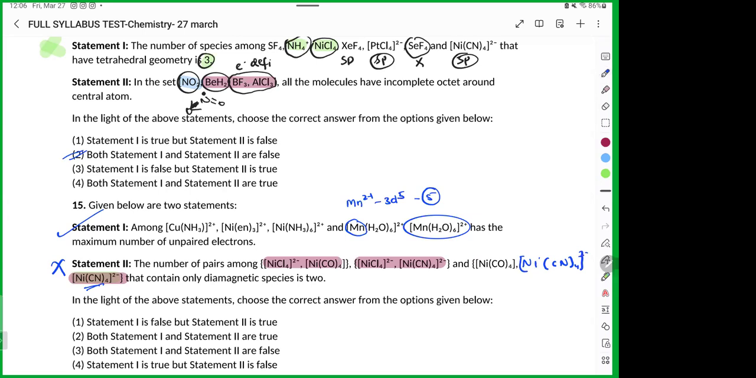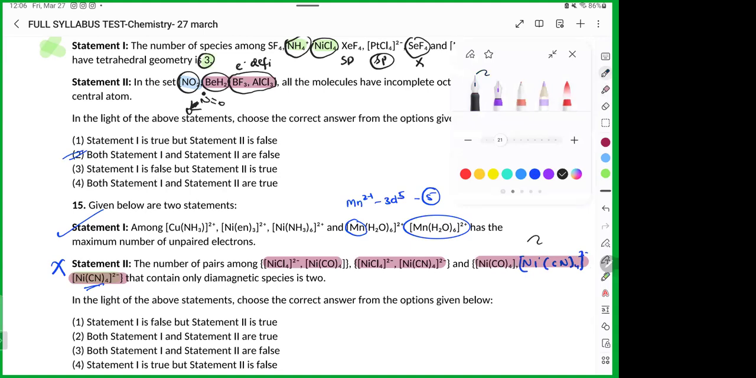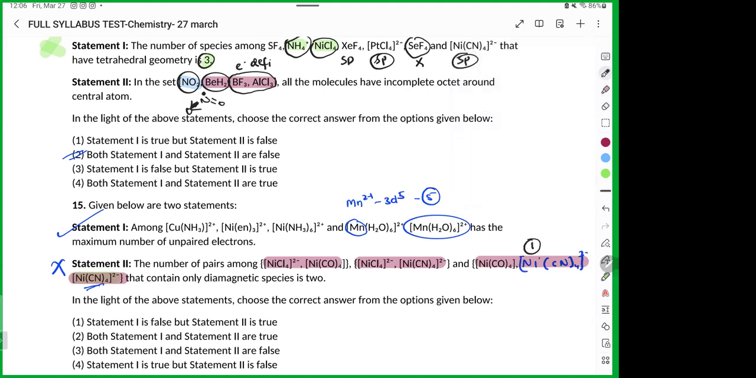So there are 3 pairs. Among the 3 pairs, only the last pair has only dimagnetic species. In the first 2 pairs, 1 species is dimagnetic. What is the statement of the question? The question statement is which pair contains only dimagnetic species. Only this one contains only dimagnetic species.